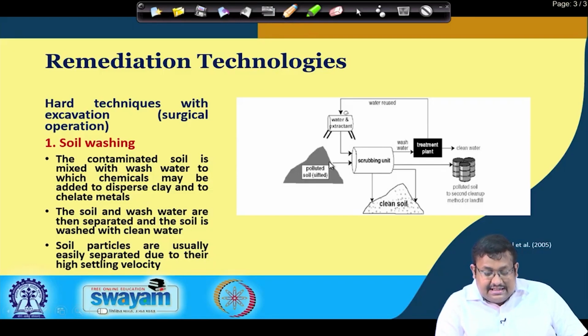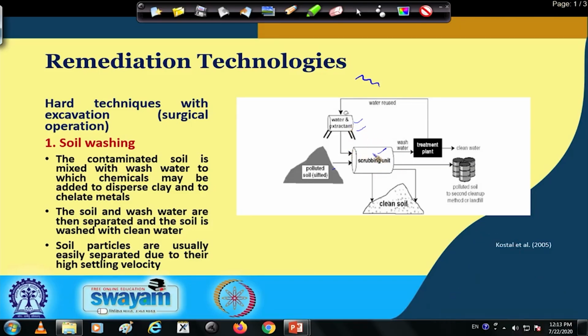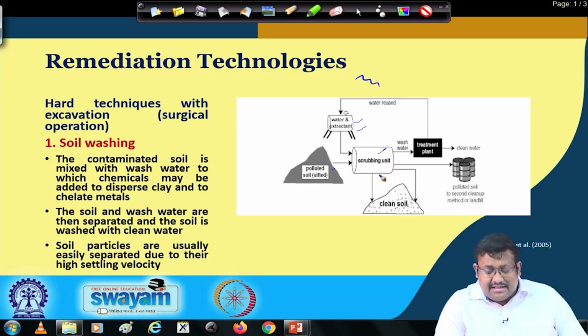Let us consider this is a polluted soil. This polluted soil is placed into this scrubbing unit, and in this scrubbing unit we are adding water and extractant. When we add water and extractant to the scrubbing unit and mix it with the polluted soil, that disperses the soil clay particles and chelates the heavy metals, and the resultant clean soil we can use for other purposes.